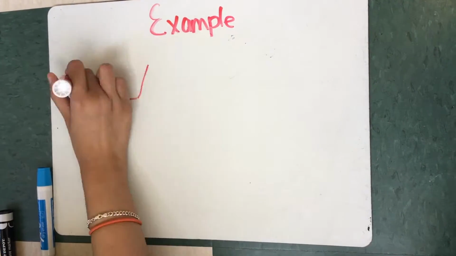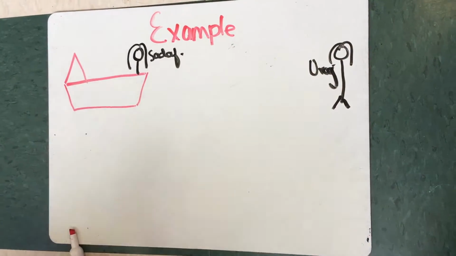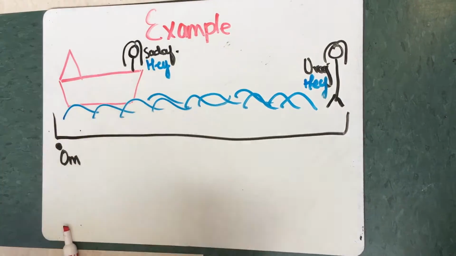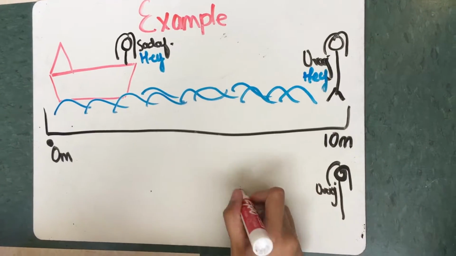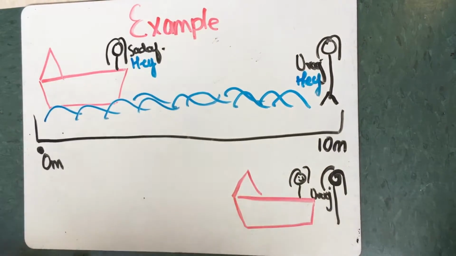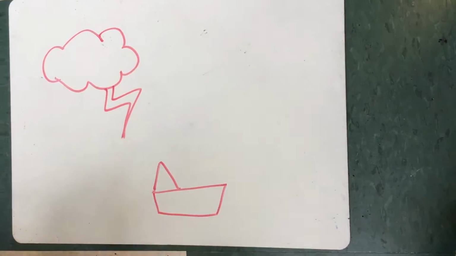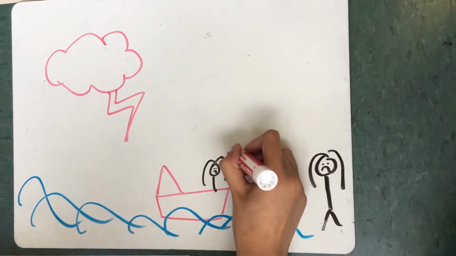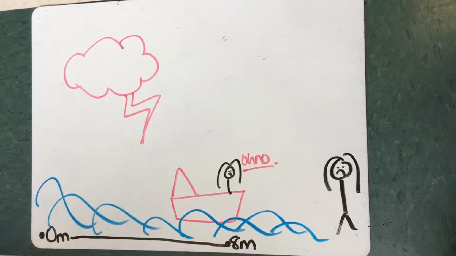Alright guys, so now we're going to do an example where Sadaf is in a boat in the ocean, whereas I am standing on the seashore waiting for her. Sadaf's starting point is 0 meters and I am 10 meters away from her. So in order for us to meet, she needs to travel 10 meters and that will be her initial distance. And as you can see in the bottom, she has traveled her 10 meters distance. So bad news guys, Sadaf has moved 2 meters away because of the weather.